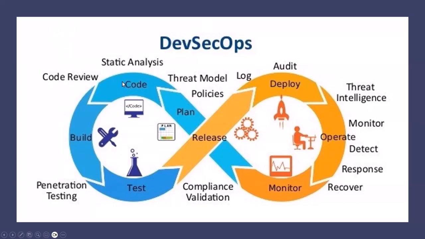The next one is static analysis. Code is developed, then you store it in a particular SCM, a source code management system. That can be Git, GitHub, or GitLab. There are a lot of tools. When you're storing it there, it should be properly analyzed. Is there any problem through which hackers can enter into your applications? So that static analysis should be done.